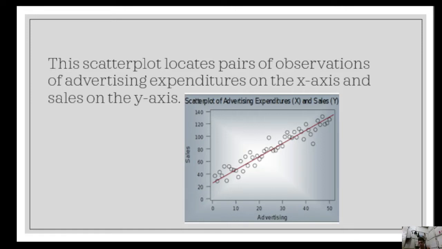The pairs of values for advertising expenditures and sales are not located exactly on a straight line. The scatter plot reveals a more or less strong tendency rather than a precise linear relationship. The line represents the nature of the relation on average.